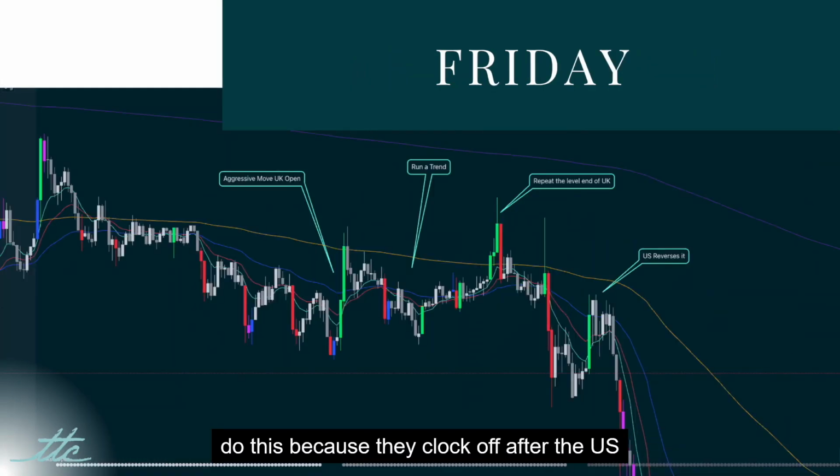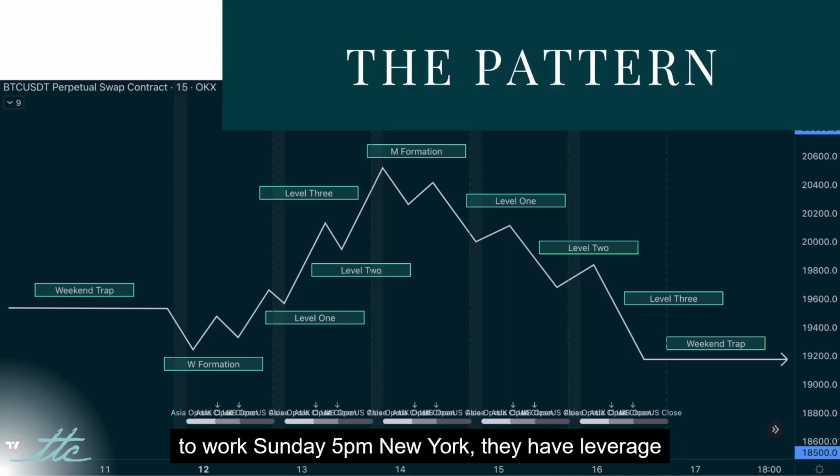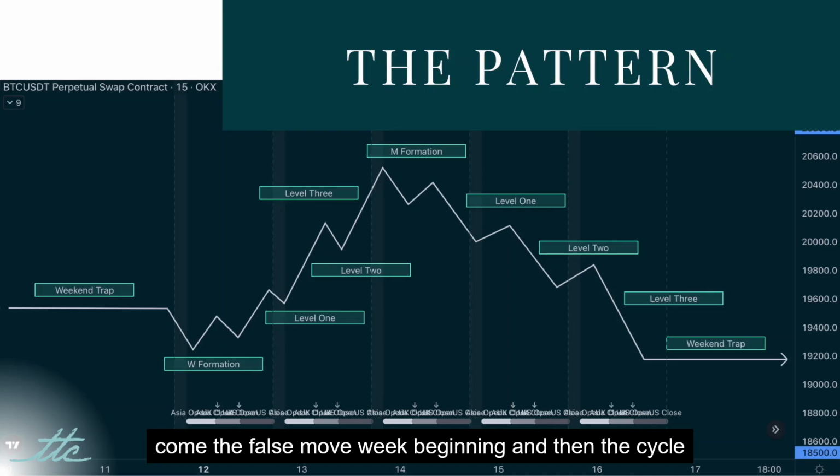They do this because they clock off after the US session close, but they want committed traders throughout the weekend so that when they come back to work Sunday 5 p.m. New York, they have leverage on the table that they can take advantage of come the false move week beginning. And then the cycle begins again.